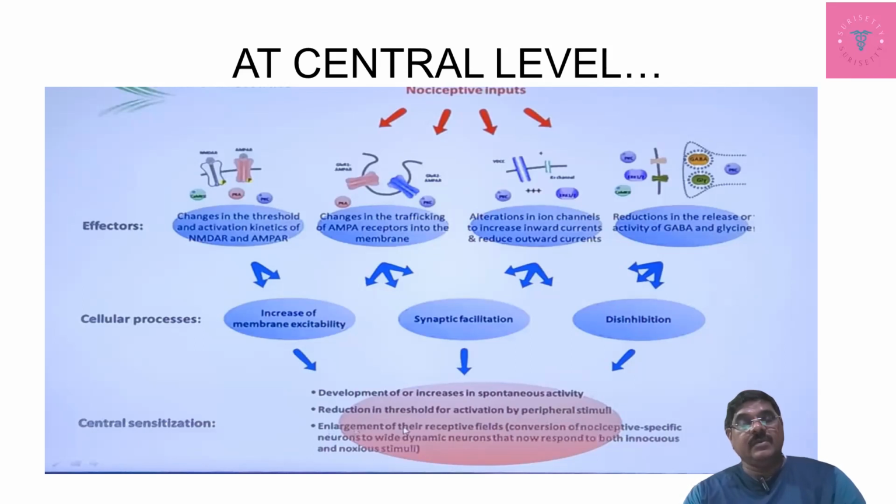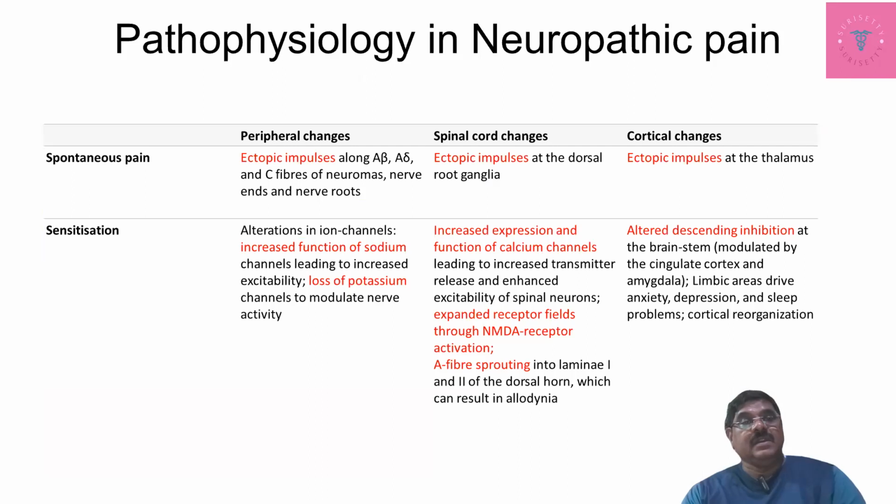So one is peripheral sensitization, and the second is central sensitization. You can see the different molecular changes. At the peripheral level, ectopic impulses along the A beta, A delta, and C fibers occur in neuromas, nerve ends, and nerve roots. It is due to alteration of ion channels, that is, increased function of the sodium ion channels. More sodium channels open, more sodium ions enter, and they cause increased excitability. At the same time, there is loss of potassium channels that modulate nerve activity.